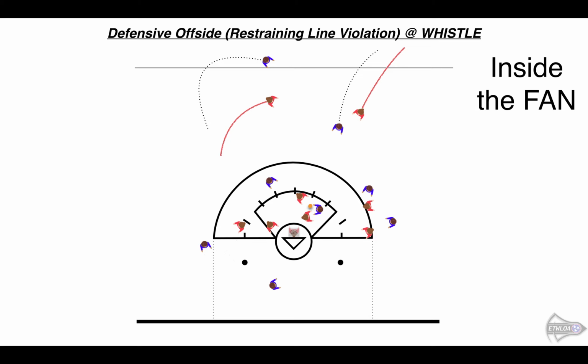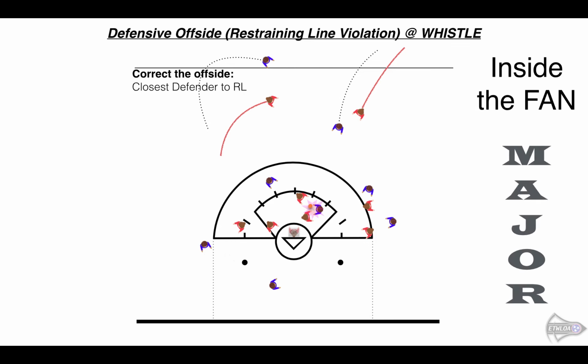Defensive offsides inside the fan. Blue has lost their advantage or lost possession of the ball, and offsides on the defense is whistled. It's a major foul. We'll correct the offside, same as we did the prior. The ball will go to the attacker that is located closest to the top of the 12-meter fan. In this case, it is not the ball handler. So this is the different twist on how we handle administration of an offside foul inside the fan.